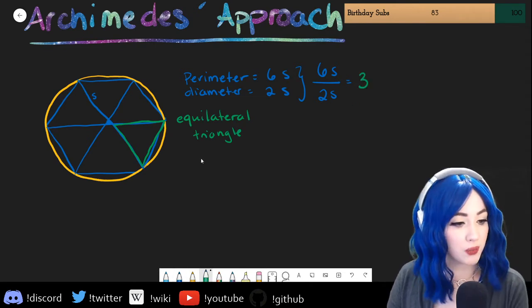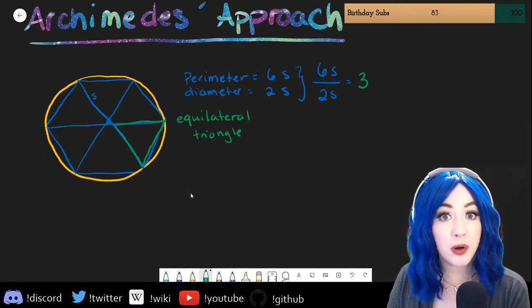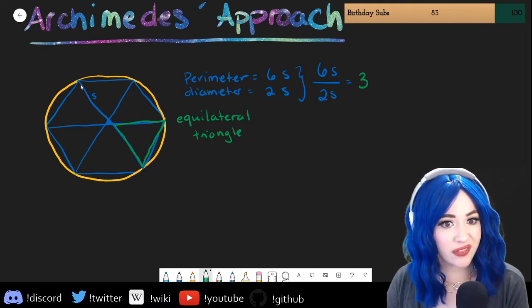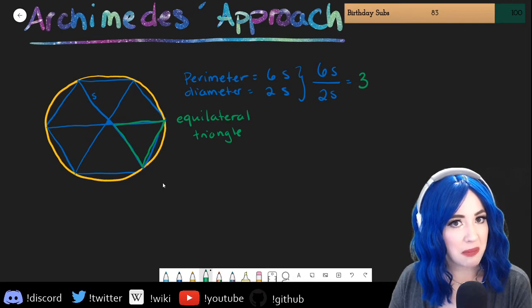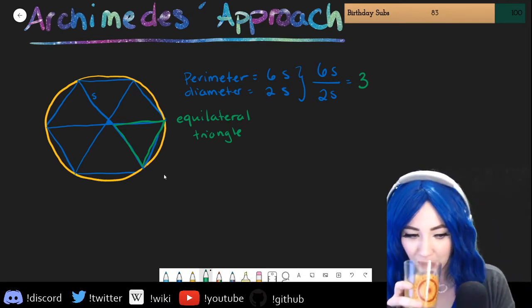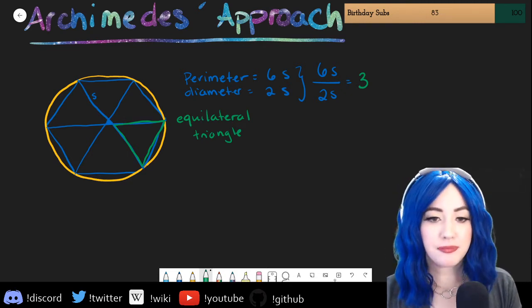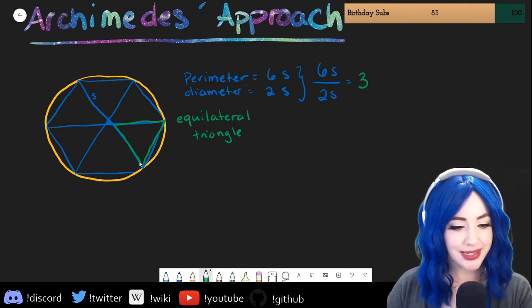So we start with an estimation for pi as 3. Not bad, right? Just for a really quick doodle, not bad. So we're already so much closer. But let's make it a little harder, all right?